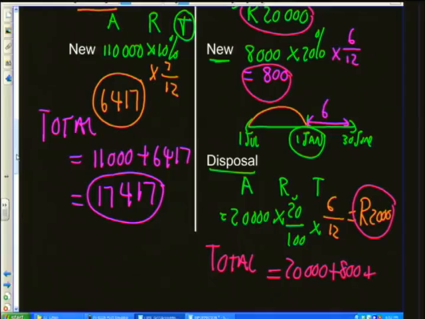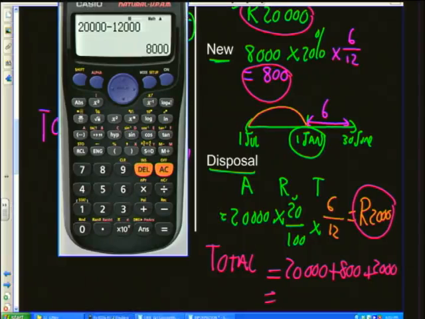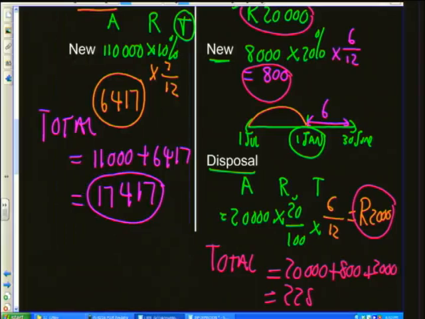Right, so the 20,000 plus 800, plus 2,000, and that will give us a total depreciation amount of, guys, I have to use the calculator. Okay, 20,000 plus the 800 and plus the 2,000 to give us our total depreciation, 22,800. Okay, right, so let's fill that into our answer sheet.